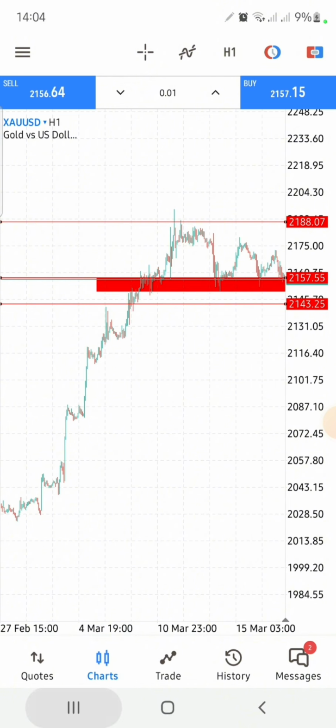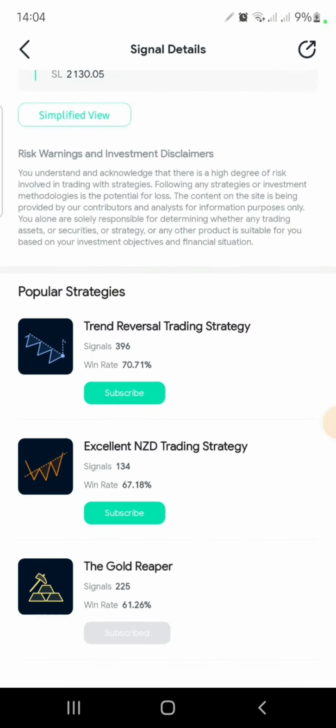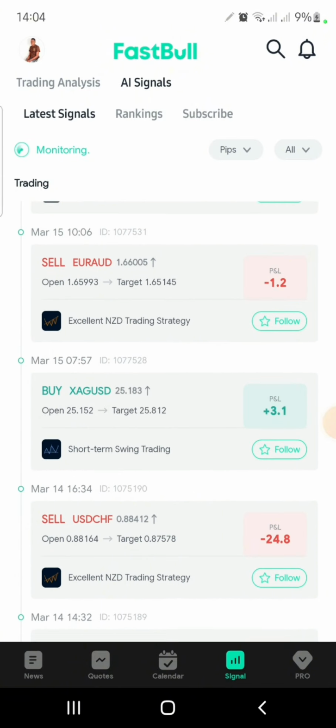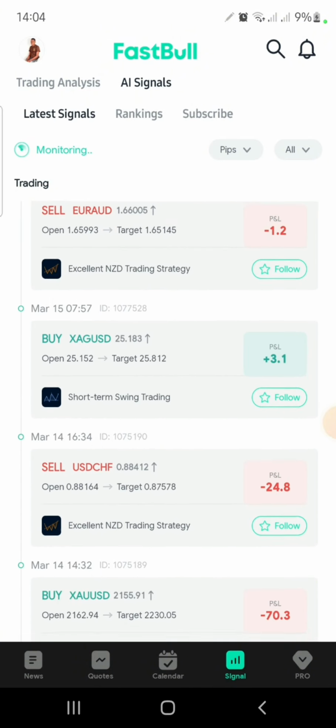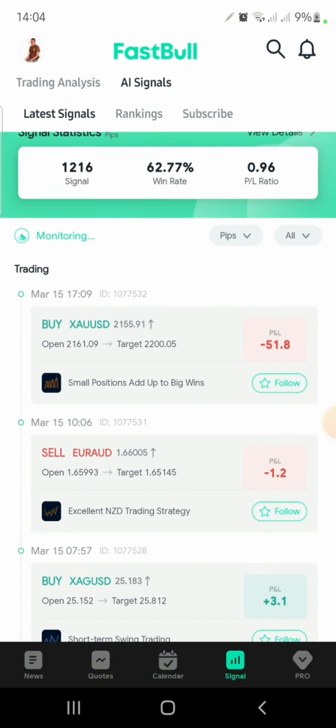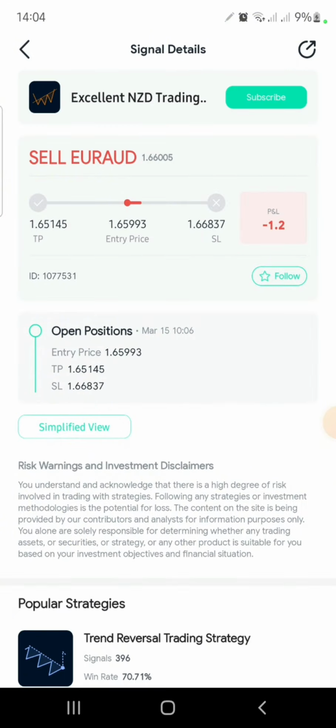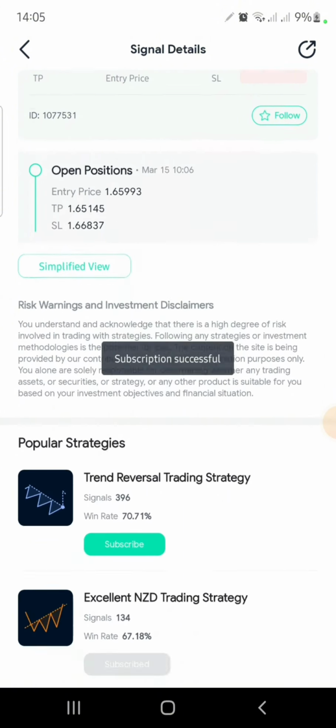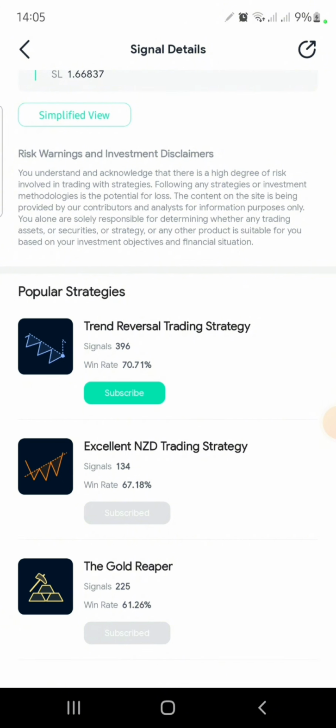So let me show you another example. If we go back to Fastable again, let's say we take another trade here. Another trade we can take is, for example, this one which says sell Euro AUD. If you look at this, you can see there's a take profit and a stop loss, and this trade has just begun. It's not yet lost, it's not yet won, and you can see that this trade might be a good trade, because the people that are giving these signals have like a 70%, 67% win rate.